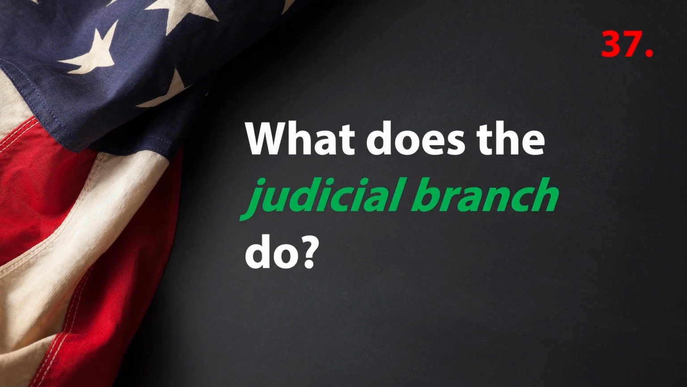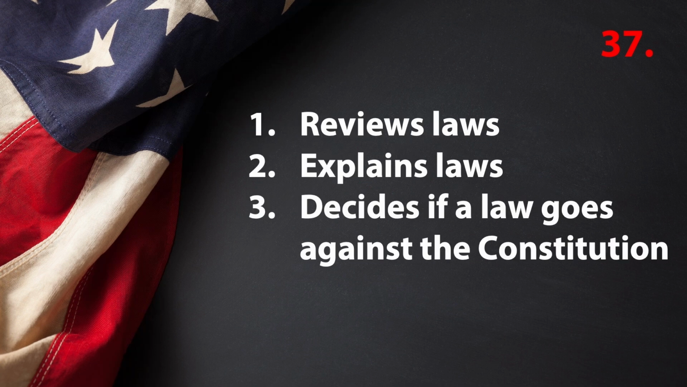What does the judicial branch do? Reviews laws. Explains laws. Decides if a law goes against the Constitution. And all 3 of these are correct.